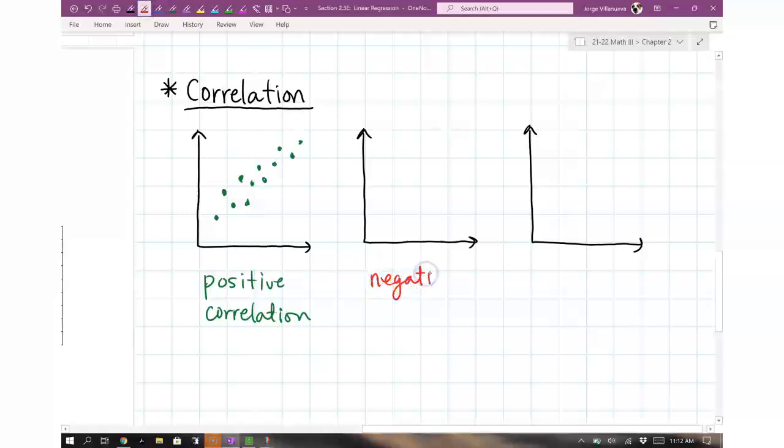So what do you think negative correlation looks like? Yeah, it's going down, right? So negative correlation is just going to look like it's kind of traveling down towards the bottom. So there's negative correlation. Now there's one more, and that one's called no correlation.